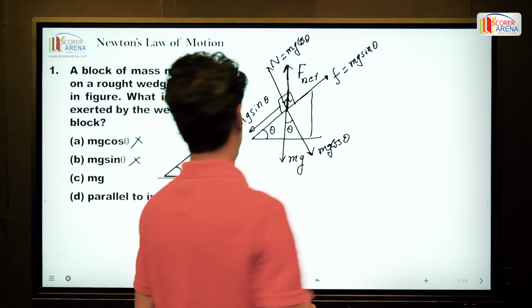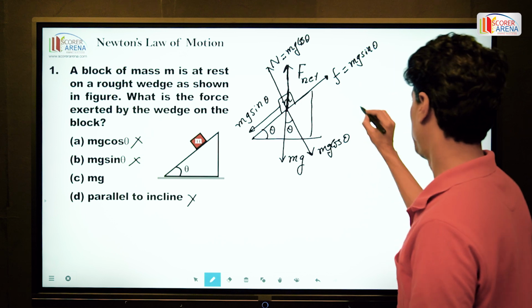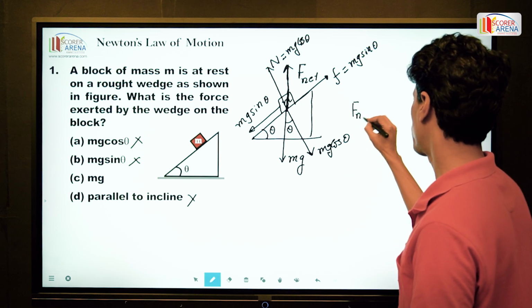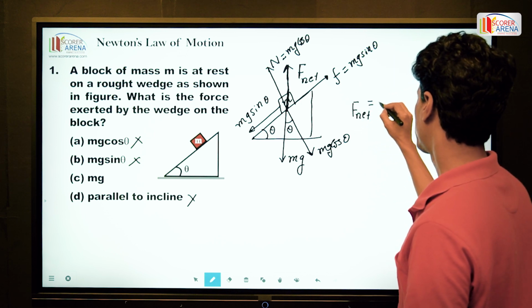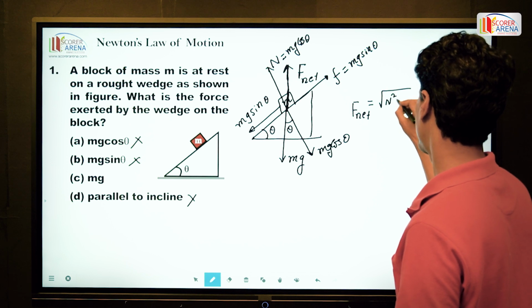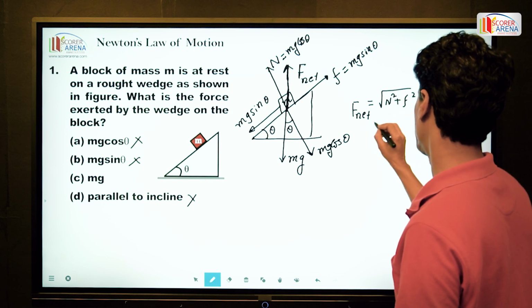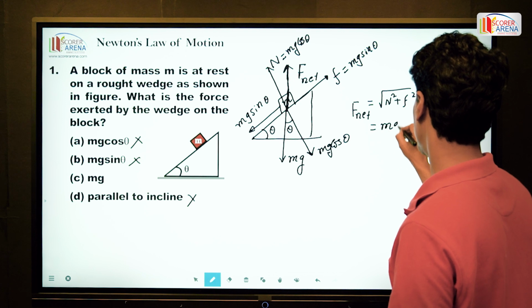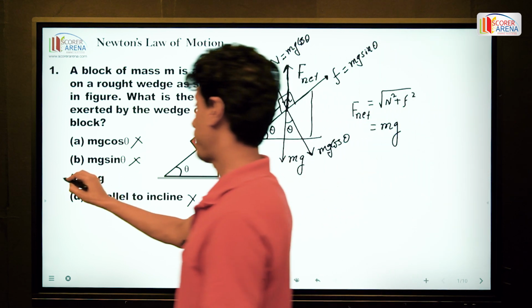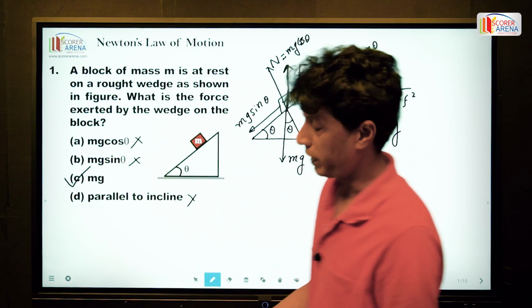Actually, the answer here, the net force on the body, is root over of N squared plus F squared, and this becomes mg. So mg is the right option here. So, next question.